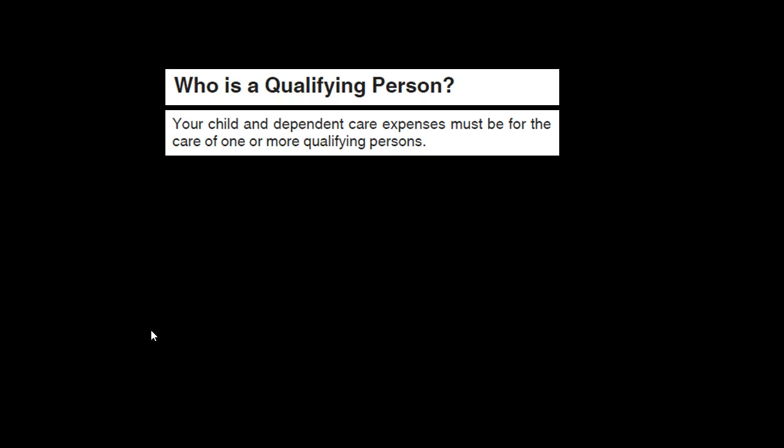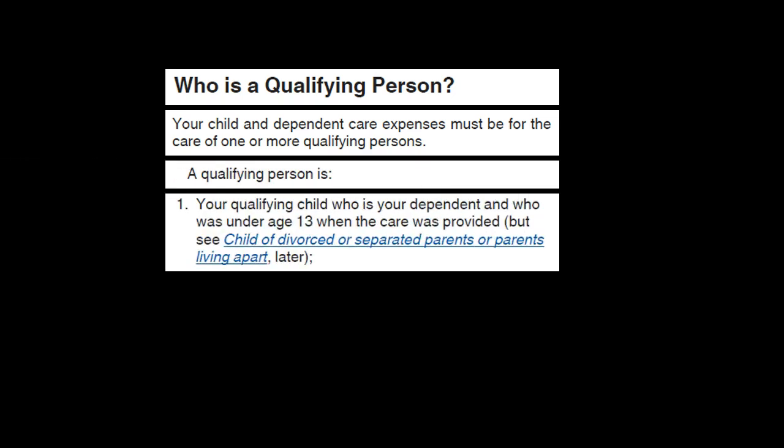Who is a qualifying person? Your child and dependent care expenses must be for care of one or more qualifying persons. So when we're thinking about the expenses that we had for the care of an individual that we would like to take as this credit, then they have to be a qualifying person. A qualifying person is, number one, your qualifying child who is your dependent and who was under age 13 when the care was provided, but see child of divorced and separated parents or parents living apart. We'll talk about that later, but that's the general rule. This, of course, is the most common type of qualification for this credit.